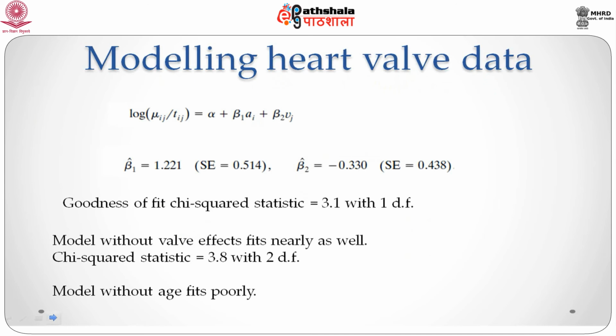So here are the results from fitting this model. Log of mu ij over Tij, where Tij is the time of follow-up, equal to alpha plus beta 1 Ai plus beta 2 Vj, these being the two covariates, age and valve type. A is of course a dummy variable, 0 and 1, 0 for the younger age group and 1 for the older age group. And V is a dummy variable for valve type with V0 for aortic and 1 for mitral.